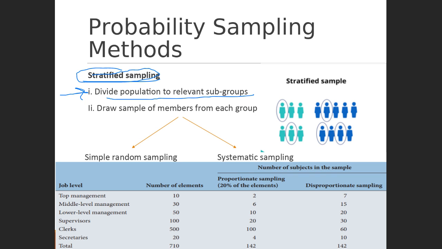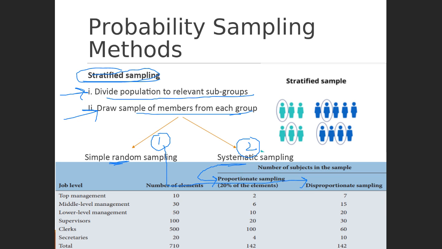Now, after dividing your population into different subgroups, the second step is to draw a sample from the members of each subgroup. Now you can do it in two ways. The first way is to draw a sample of members from each group randomly, or you can draw a sample of members from each group systematically. When you do it randomly, it is called disproportionate sampling. And when you do it systematically, it is called proportionate sampling.